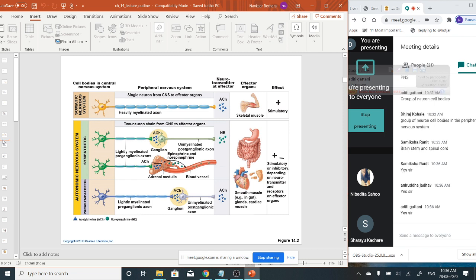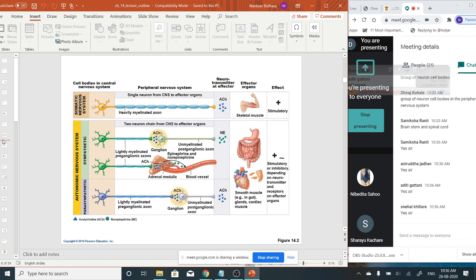Okay. Very good. So you can see that ACh is there. That is a direct synapse, and you can see heavily myelinated fibers are there. That is somatic. So from there in the CNS, the cell bodies are in the CNS. From that, it releases ACh. The effector organ is muscle. The effect is stimulatory.